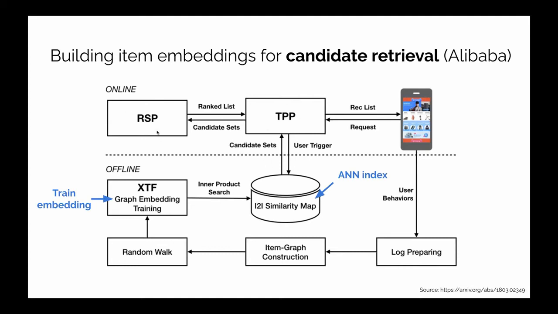then sends it to the prediction ranking service platform. And this is the ranker. So given this candidate set, rank them. And the ranking prediction platform is going to return the ranked list to the Taobao personalization platform. And that's how the recommendations show up on the homepage.